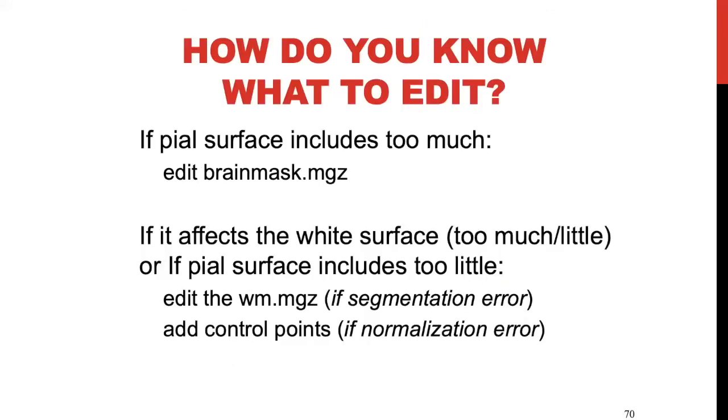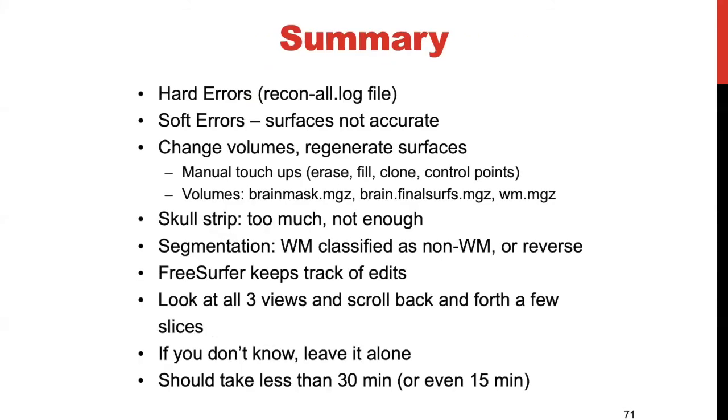So as a summary, breaking it down into parts: if your pial surface includes too much, then make sure to edit your brain mask volume. However, if it affects the white surface, where too little or too much is included, or if your pial surface includes too little, then go ahead and edit your white matter volume if this is a segmentation error, or add control points if this is a normalization error. These are some extra bullets to remember when you are quality assessing your data.